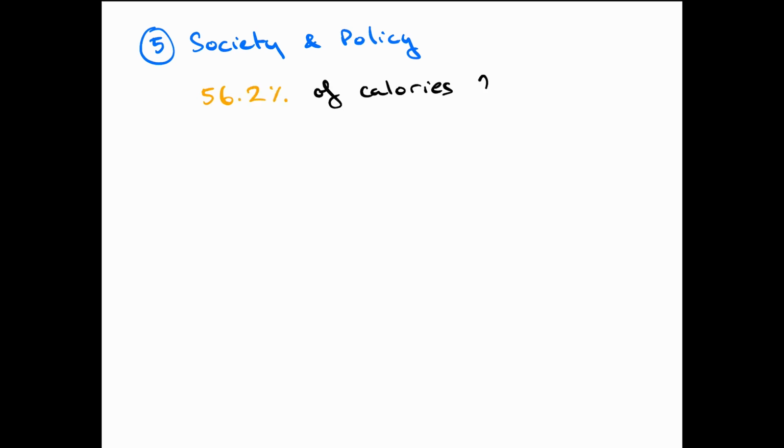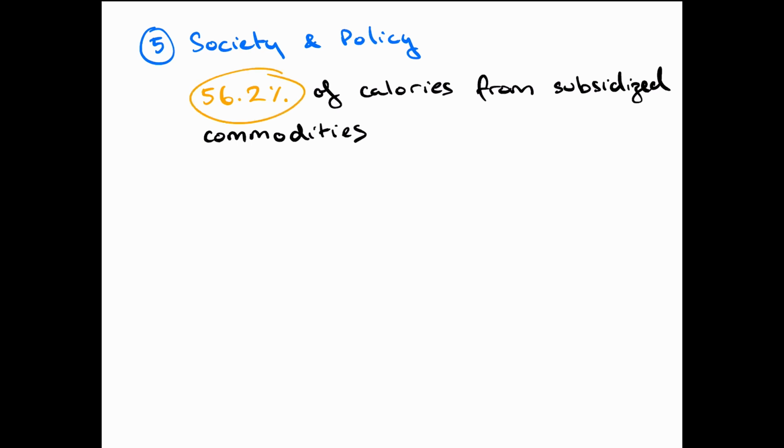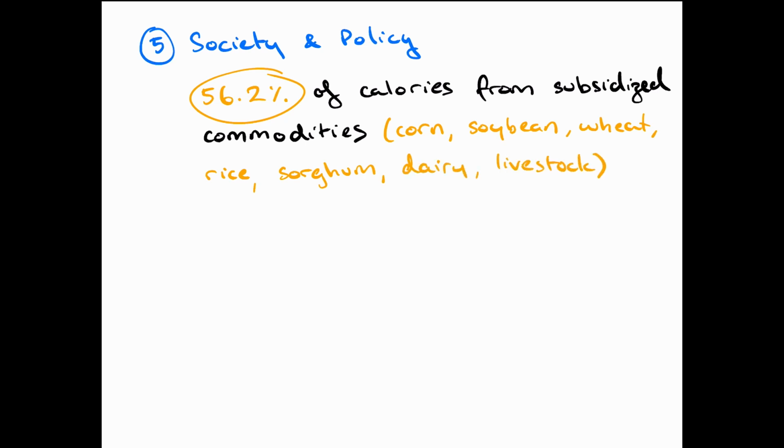A cross-sectional study published in JAMA in 2016 showed that over half of the calories consumed by the general public are from the major subsidized food commodities. This includes corn, soybeans, wheat, rice, sorghum, dairy, and livestock. Unfortunately, even though these are the major subsidized foods, these are not the healthiest foods that people could be eating.